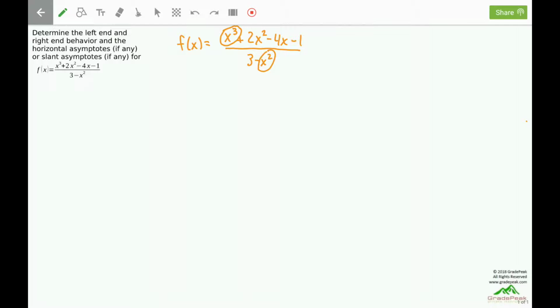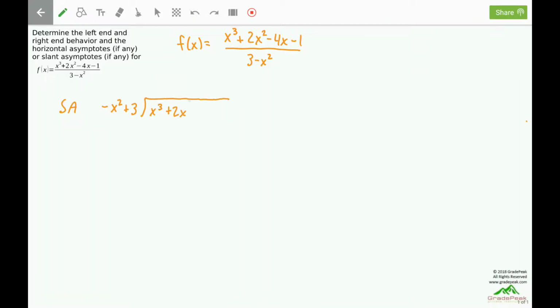Since the highest power in the numerator is exactly 1 higher than the highest power in the denominator, 3 is 1 higher than 2, this will happen through a slant asymptote. So f of x will have a slant asymptote. The slant asymptote is determined by dividing the denominator into the numerator. I'm going to write the denominator in descending order, so the negative x squared first, then the positive 3, to make the division a little bit easier to handle.